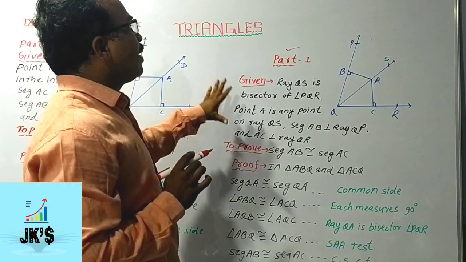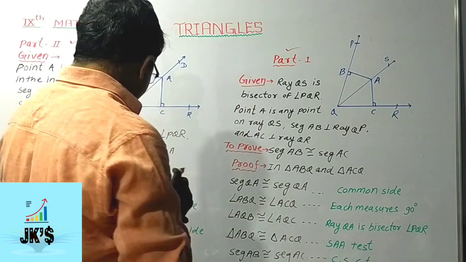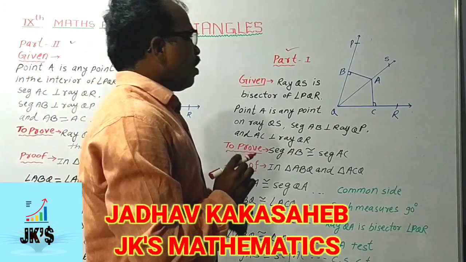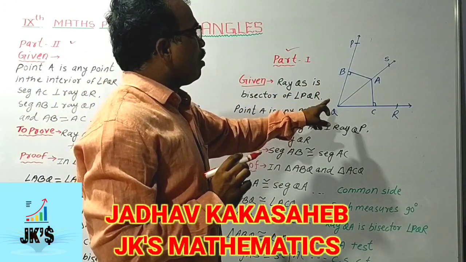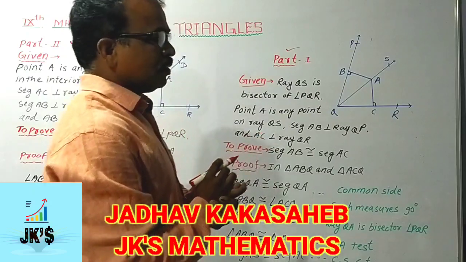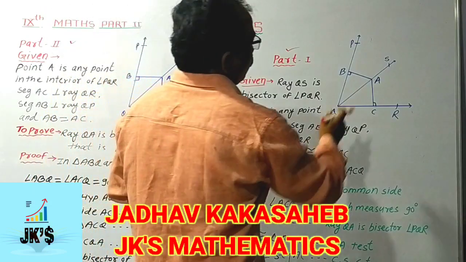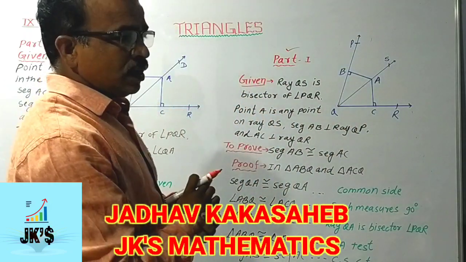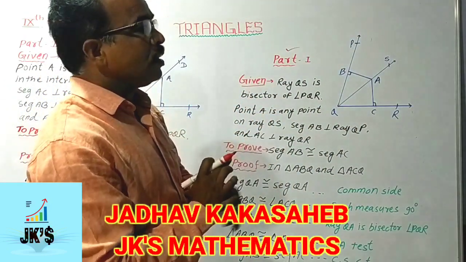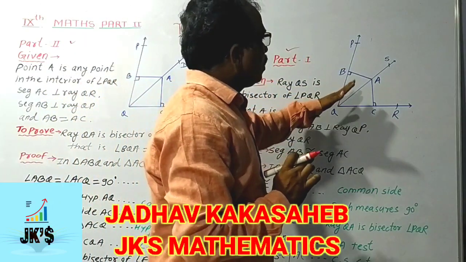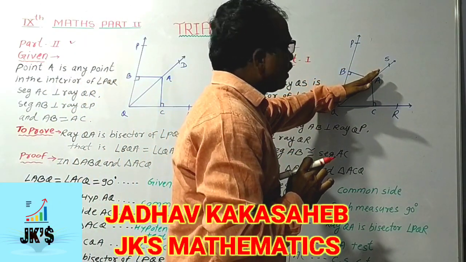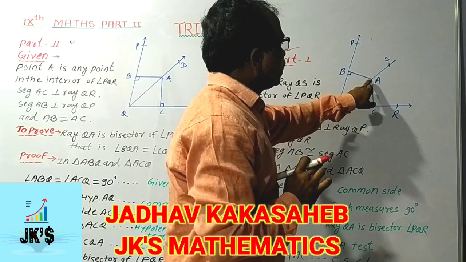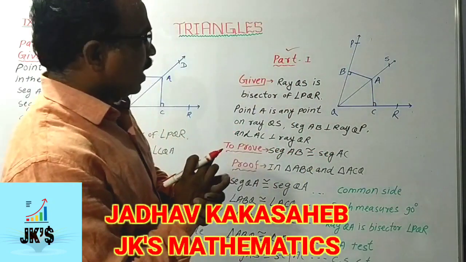So, what is the statement of this theorem? The statement is: every point on the bisector of an angle is equidistant from the sides of the angle. Okay? What is the statement? Every point on a bisector of an angle is equidistant from the sides of the angle.